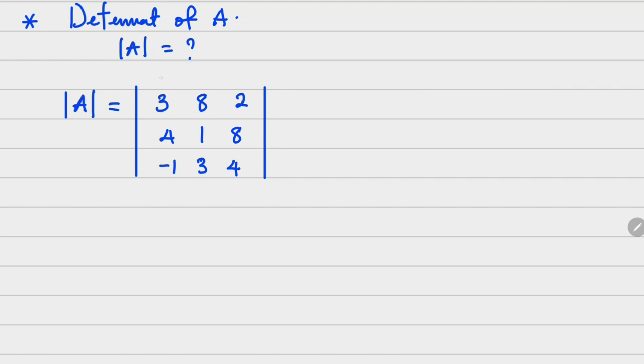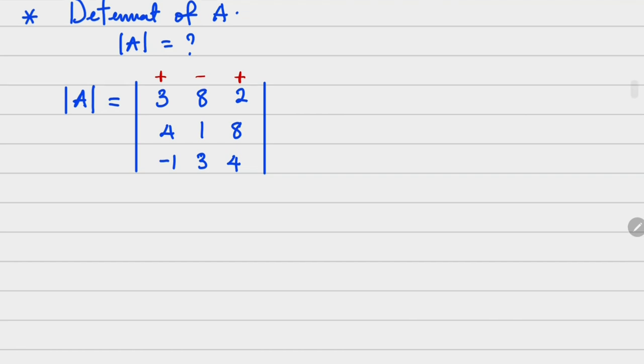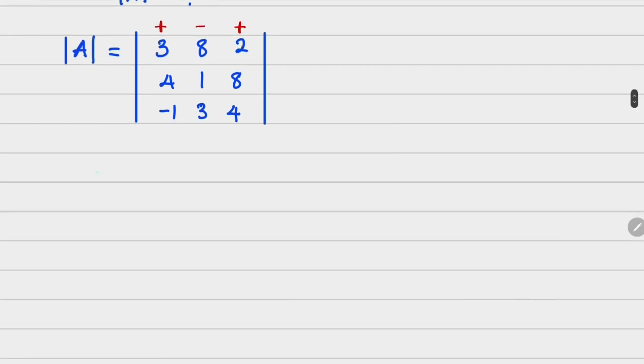The method of doing this is to note that this is positive, this is negative, and this is positive. Very important. So we do what we call the cover-up method, where the first letter is 3. Then the method is to cover everything that has to do with 3. I'm going to cover the row that has to do with 3, then cover the column that has to do with 3. If you do that, you end up with 1, 8, 3, 4. Very important. So that is exactly what I'm going to do.